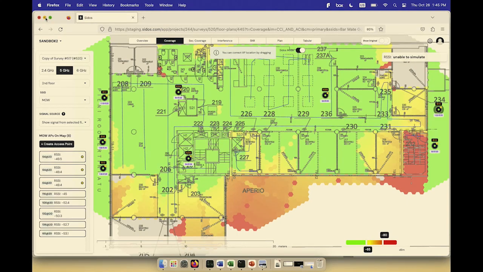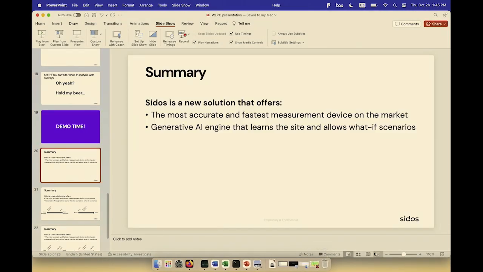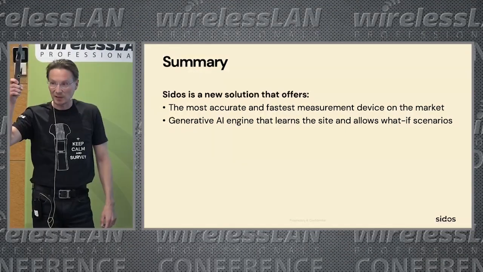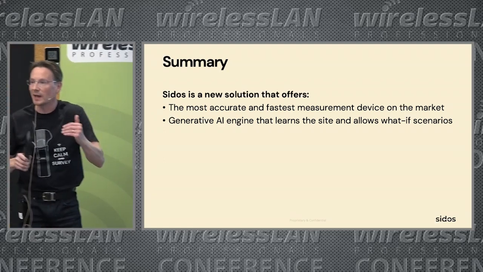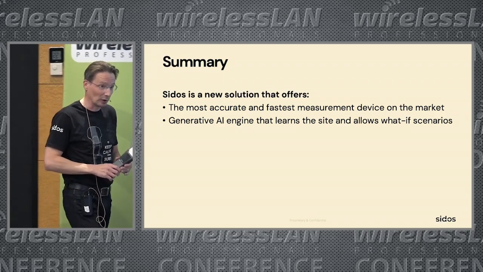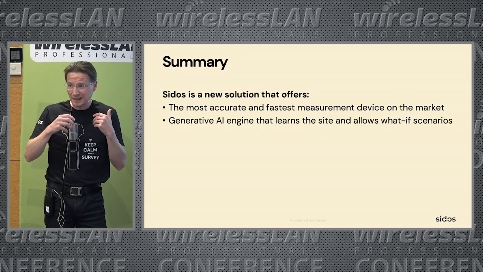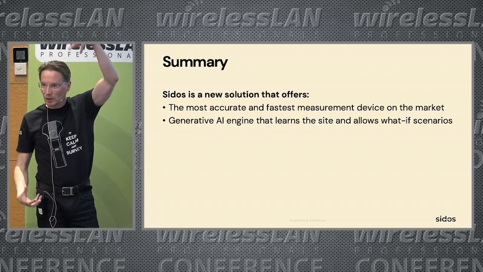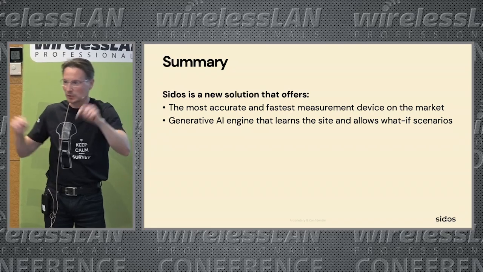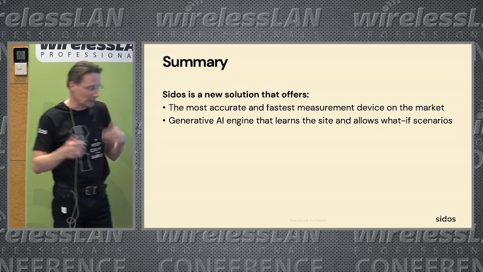So this is what it looks like, and now I'm going to wrap up before Keith throws me out. So in summary, we have a solution. We have the most accurate and fastest measurement device on the market. We had to build it because we need very accurate measurements, and we need a lot of measurements for the digital AI machine to have enough to learn from. And then we created this generative AI engine, and it learns the site and starts understanding in 3D how the building works. After that, you can start throwing questions at it, like what would happen if this AP was here, if this wall was gone, if I built a wall here, and it's able to answer those things.